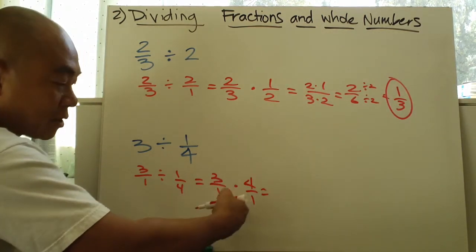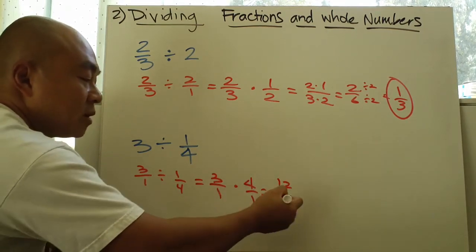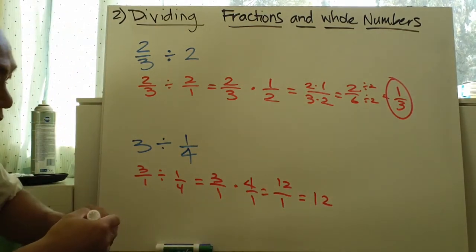And this one comes out to be pretty easy because we now have 3 times 4, which is 12, 1 times 1 is 1. Simplify, 12 over 1 is the same as just 12.